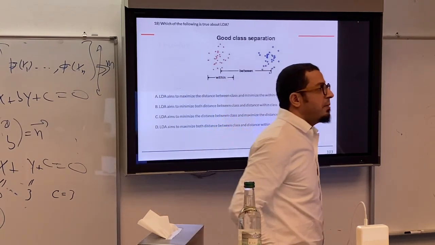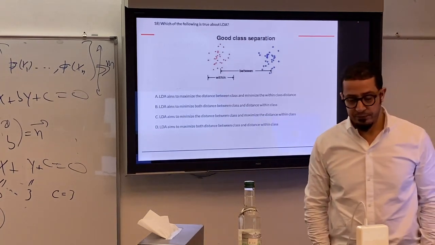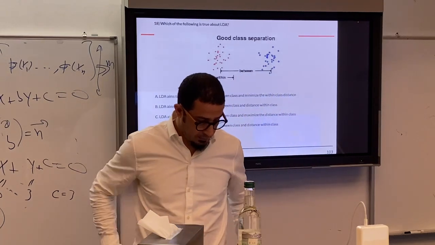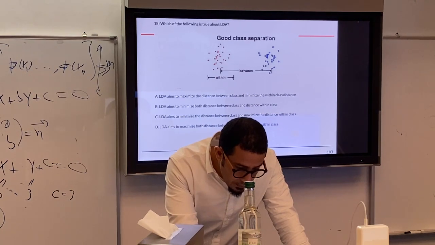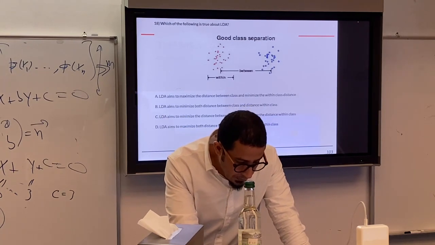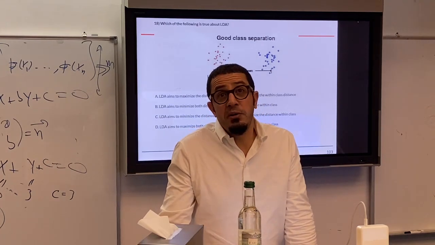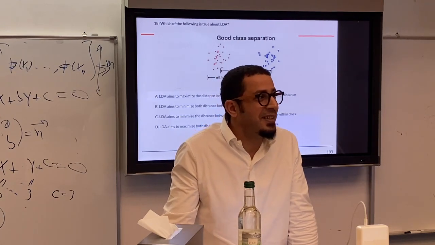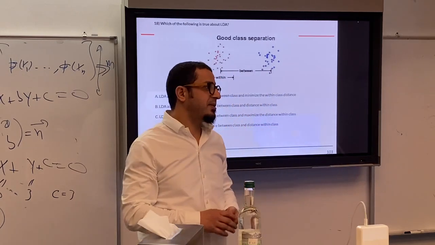Which of the following is true about LDA? First one. Maximize distance between class and minimize distance between. Maybe all wrong, maybe 2 is correct, maybe 3 is correct, maybe all is correct. You see, these are difficult things, right? So sometimes multi-choice is not easier, when there are all possible candidates.